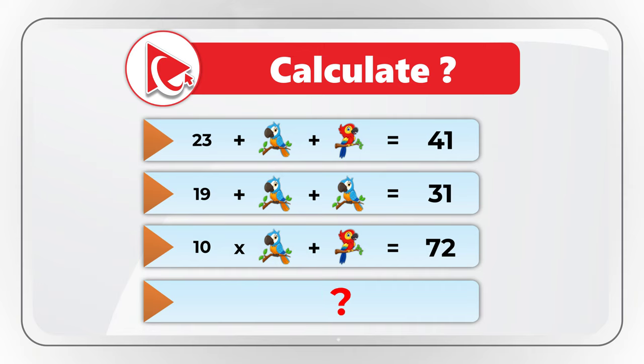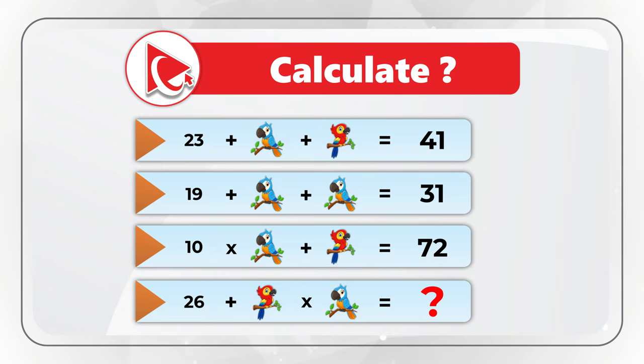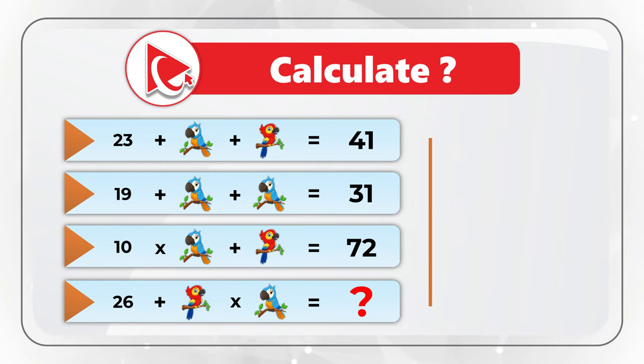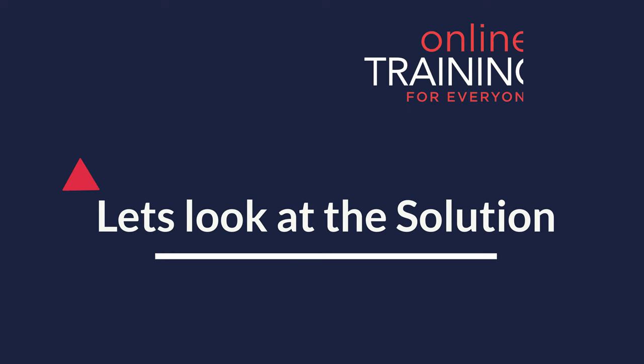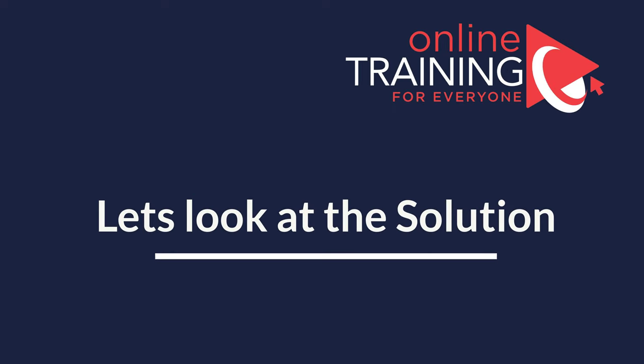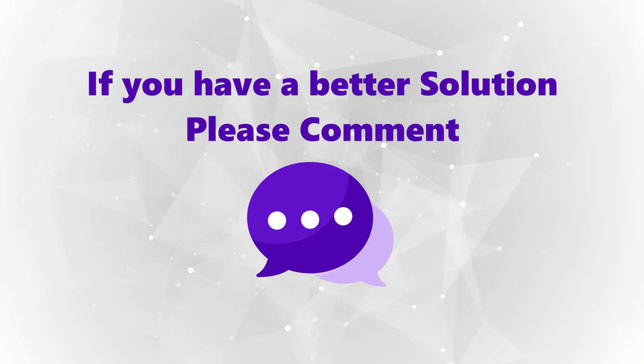And last but not least, the expression is 26 plus red parrot multiplied by blue parrot equals missing value. You need to select the missing value out of four possible choices. Choices A, 83, choice B, 90, choice C, 98, and choice D, 107. Take a close look to see if you can calculate the answer. And on my end, I am moving forward to share with you my version of the solution. And obviously, if you have a better way to solve it, please make sure to post in comments so we can all learn.